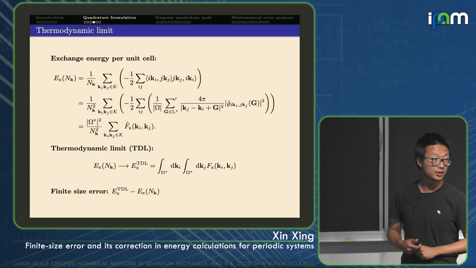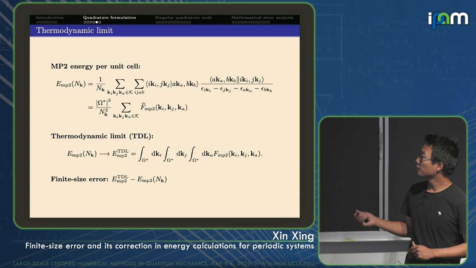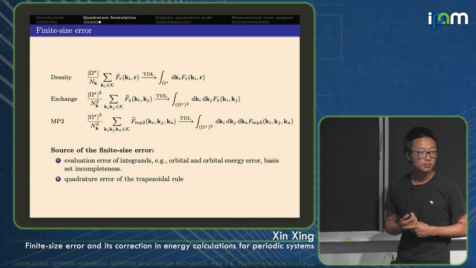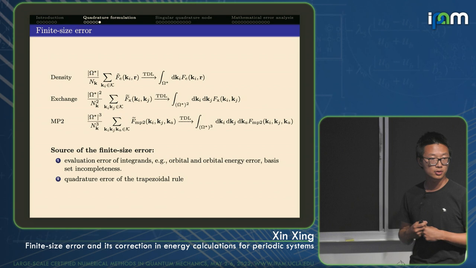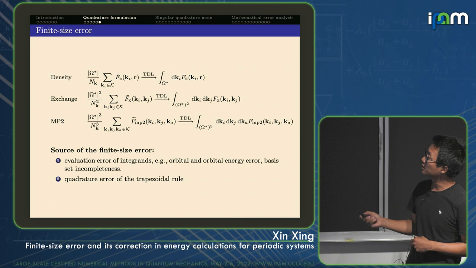The only difference is that now we have a trapezoidal quadrature over three momentum vectors, Ki, Kj, Ka. And we have a triple integral in the thermodynamic limit. So from this description, you can easily see the pattern. That is, with a finite k-point mesh, all these three calculations here correspond to some trapezoidal quadrature calculations with the momentum vectors sampled on this k-point mesh you use for your model Hamiltonian. And these quadratures are used to approximate the corresponding exact integrals in the thermodynamic limit.